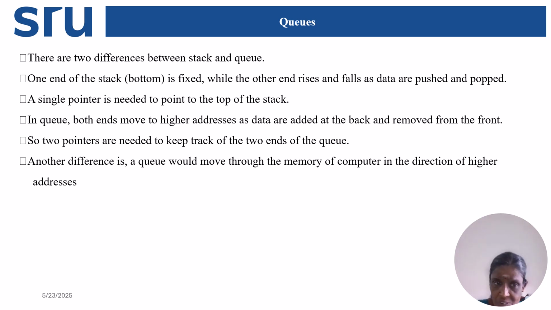Another difference is a queue would move through the memory of the computer in the direction of higher addresses only. But in stack, while we are popping, the address will be increasing. While we are putting the data, the address will be decreasing. But it is not the case in queue. Only higher order addresses will be possible when we are moving the data in and out from the queue.